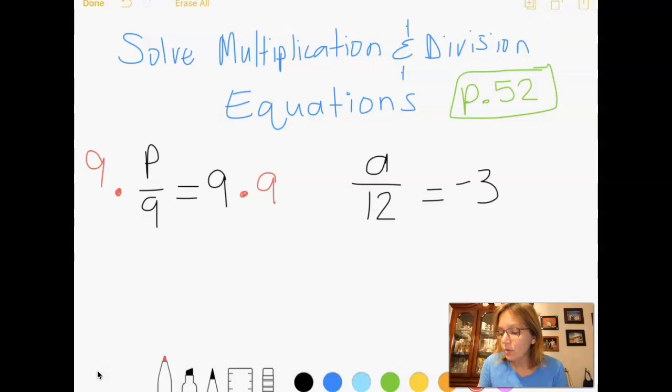Now what happens over here is these two cancel each other out. They equal 1 because essentially I have 9 over 1 times 1 over 9. And when I multiply that together, I get 9 over 9, which equals 1. Okay? So just know that those two are going to cancel each other out. And I'm just left with p. And then on this side, 9 times 9 is 81.